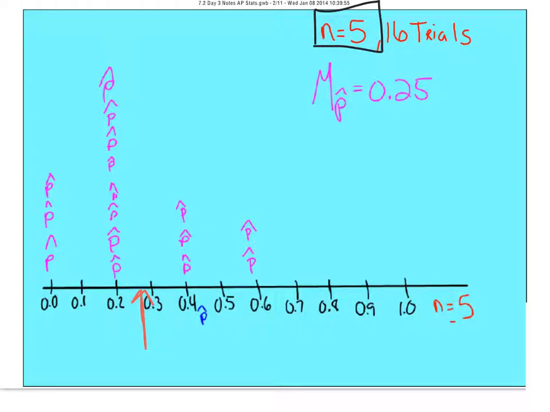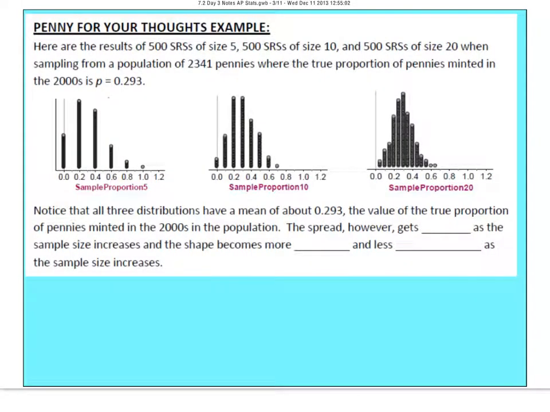Now, I actually didn't have the class continue on and do a sample size of 10 and 20 because it does take a long time. So I showed them the results of a computer simulation that the author of our book actually did. So let's take a look at that. Now here, they had a jar of pennies, and it was a little bit different in terms of their true population proportion. Ours was 31.2%. They actually had 29.3% of their pennies minted in the 2000s or higher.